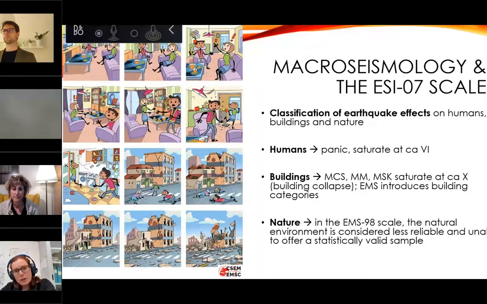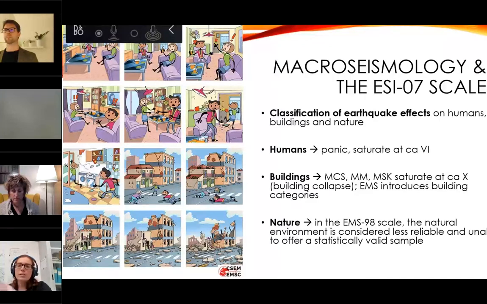So basically, the three references that we deal with are, first, the effects on humans. In this case, humans basically saturate at around intensity 6, which means that starting from intensity 6, people get panicked. So it is not possible to assess the higher degrees in a good way. So we should move to buildings or, in general, objects.